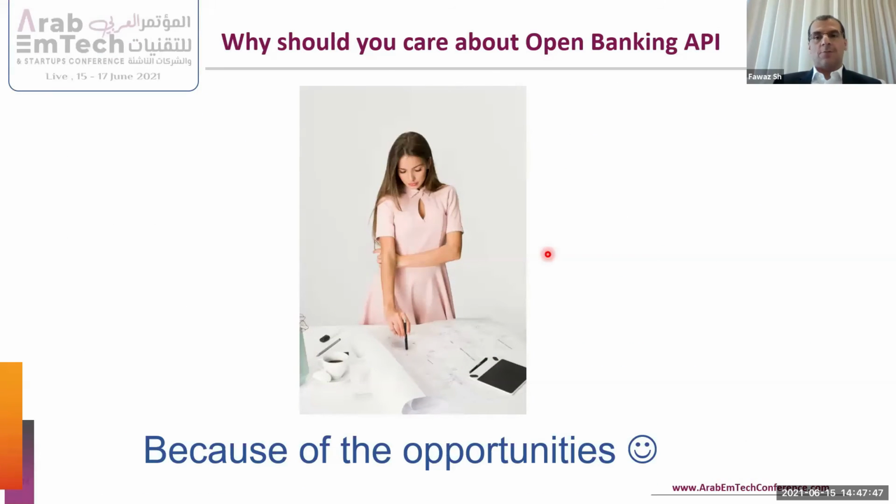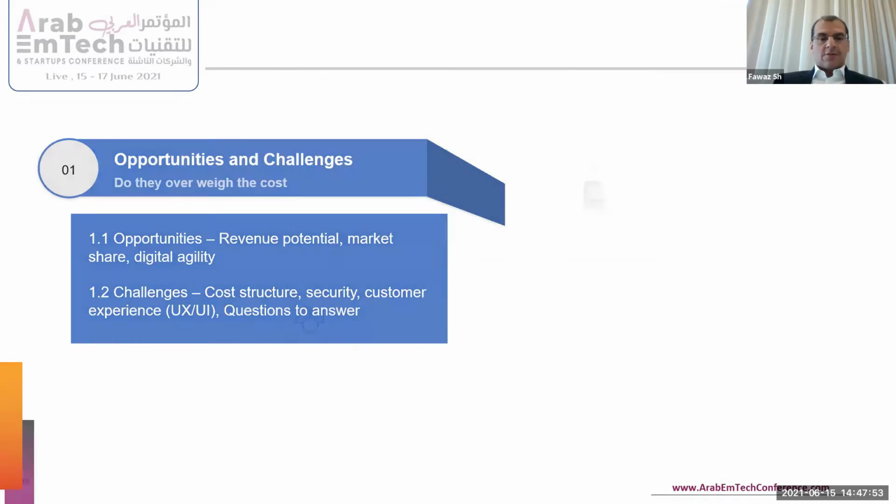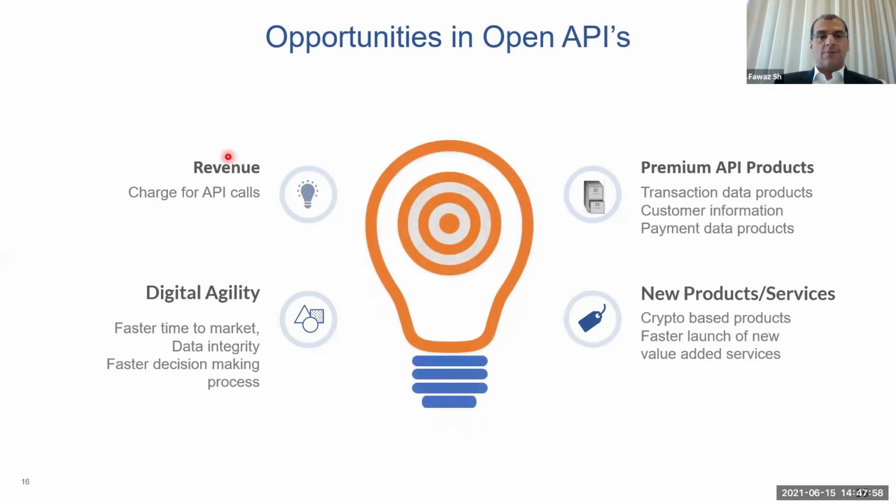So why should you care about Open Banking API? Because of the opportunities it presents. Okay, let's talk about those opportunities. Here are some of the major opportunities about Open Banking API. First of all, revenue. When you launch your Open API, you can actually charge per API call. If you're a bank, you have 100,000 customer accounts, and you can provide that as an API call, as a data call. For a fintech, you can charge per API call, or you can charge a subscription fee for a bulk number of API calls per month. That's a direct positive impact on your bottom line to improve your balance sheet.